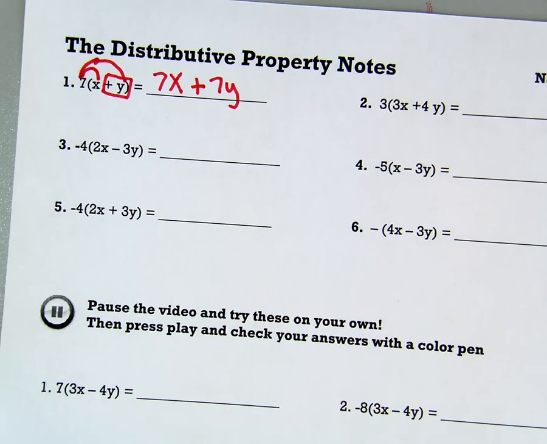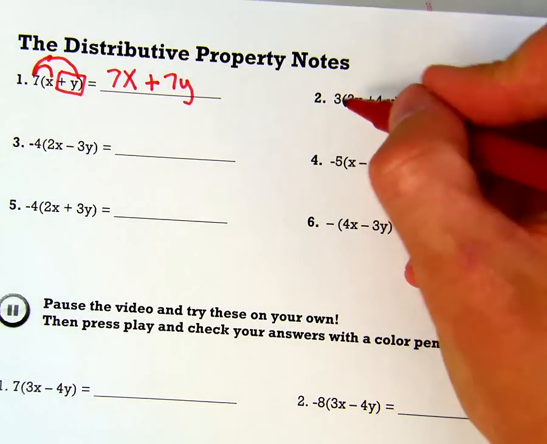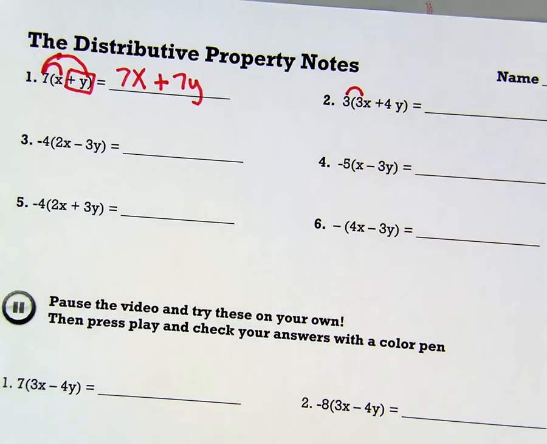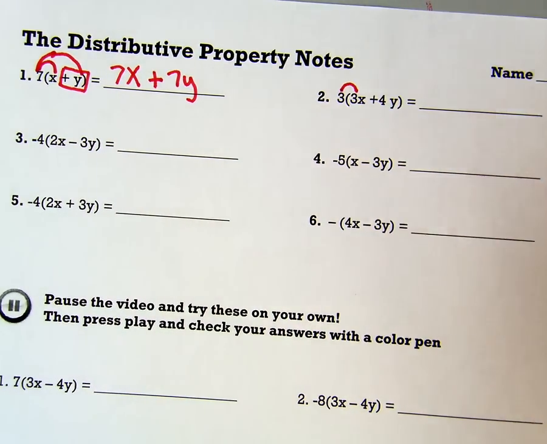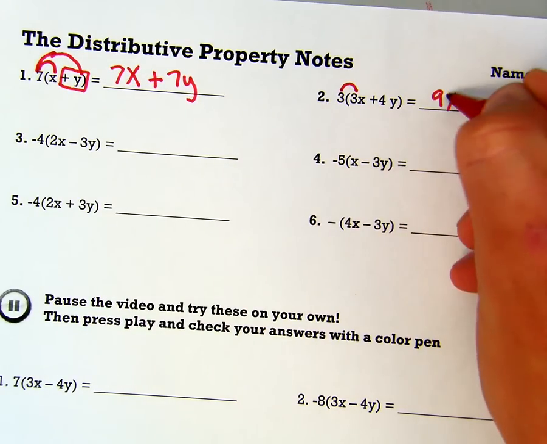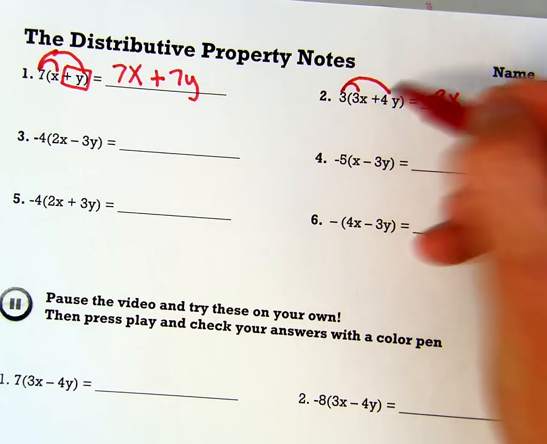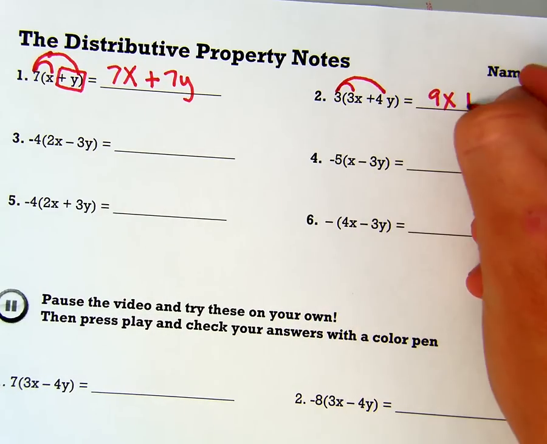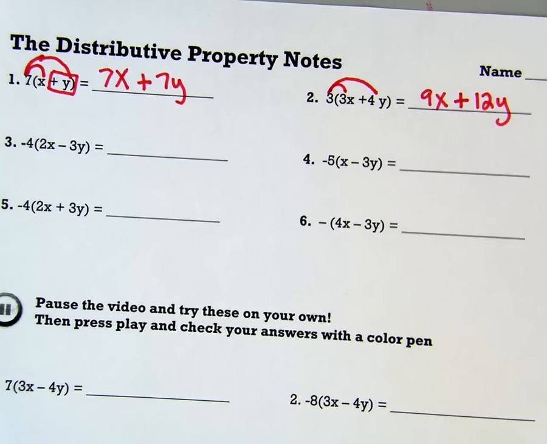Alright. Number 2, 3 is positive, so every time I multiply it, I'm going to multiply it positive times whatever the other number is. So 3 times 3x is also positive, so 3 times 3 is 9, so 9x. I'm going to do 3 times 4y. Notice how it's positive also, so my answer is going to be positive, 12y. 3 times 4 is 12.